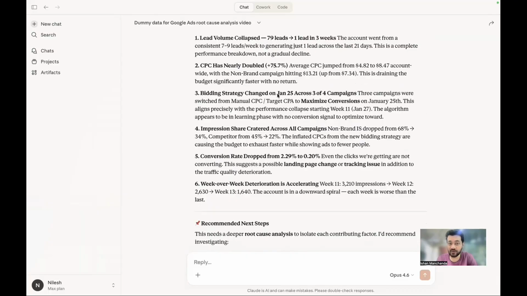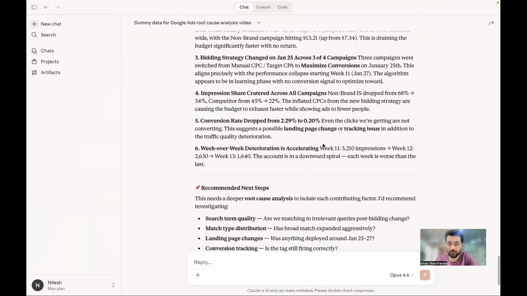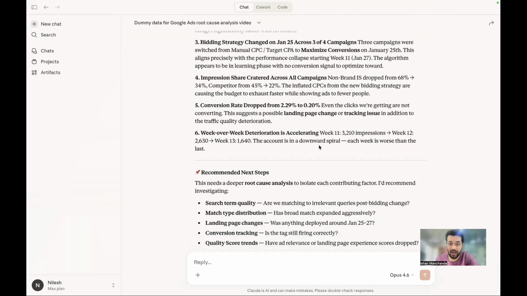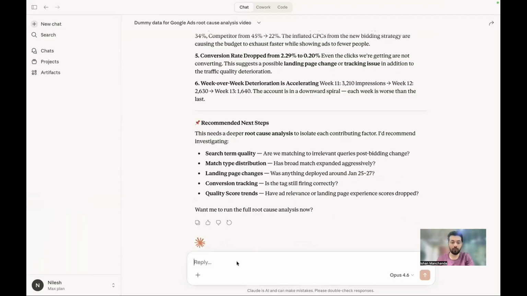Bidding strategy was specifically changed on 25th January across 3 or 4 campaigns. It's given a detailed description of what really happened. The impression share across all the campaigns, non-brand, has also dropped almost half to what it was. The conversion rate have dropped, of course, and the week-on-week deterioration is accelerating, right? So what is the problem? Let's ask the next question.